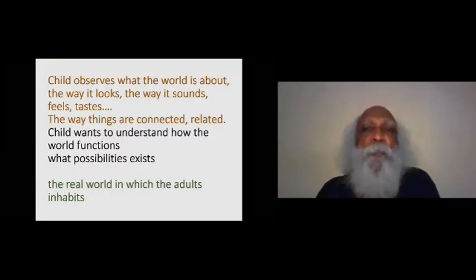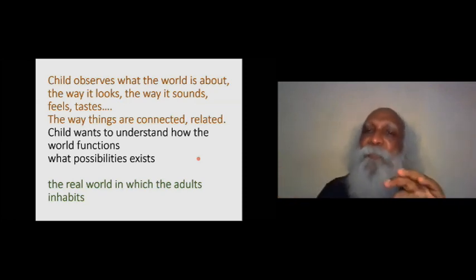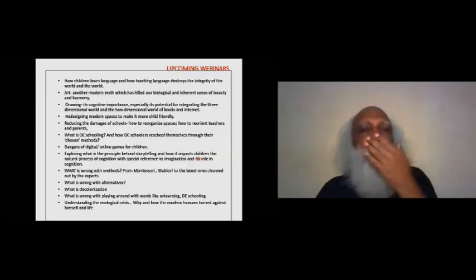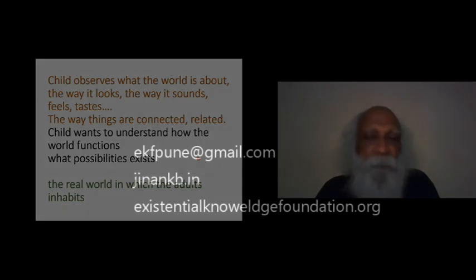The child observes what the world is about, the way it looks, the way it sounds, the feel, the taste, the way things are connected, related, and the child wants to understand how the world functions and what its possibilities are. And they are interested in the adult world and not the miniaturized world that we think they would be able to understand. And this is the biggest mistake that we are making actually. So I would end here right now.